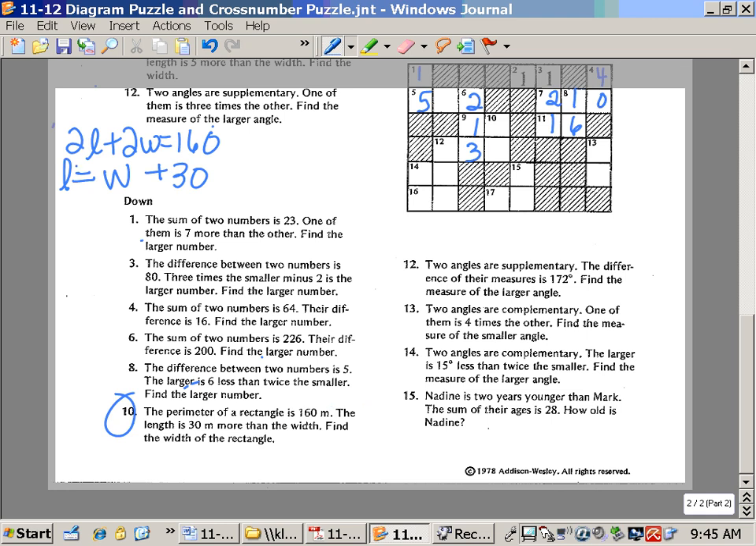Is this substitution or elimination? Substitution. So I'm going to substitute in for the L. 2 blank plus 2W equals 160. In the blank, we're going to fill in W plus 30. Since there's a 2 in front, I do have to distribute: 2W plus 60 plus 2W equals 160. 2W and 2W is 4W.